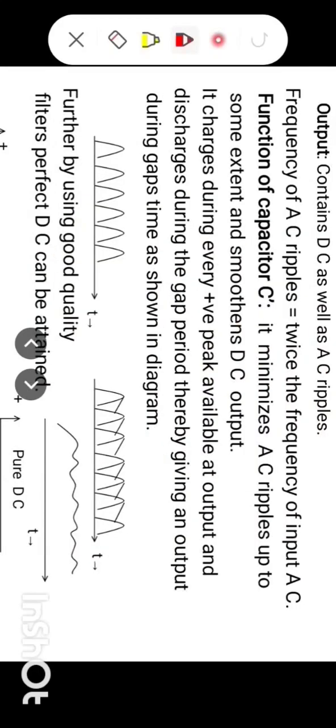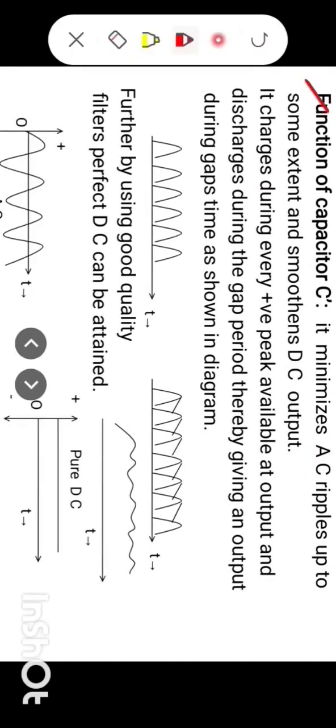Now let us discuss the output. Output contains DC as well as AC ripples. Now the frequency of AC ripples is equal to twice the frequency of input AC. Now the function of capacitor C dash. C dash minimizes AC ripples up to some extent and smoothens DC output.